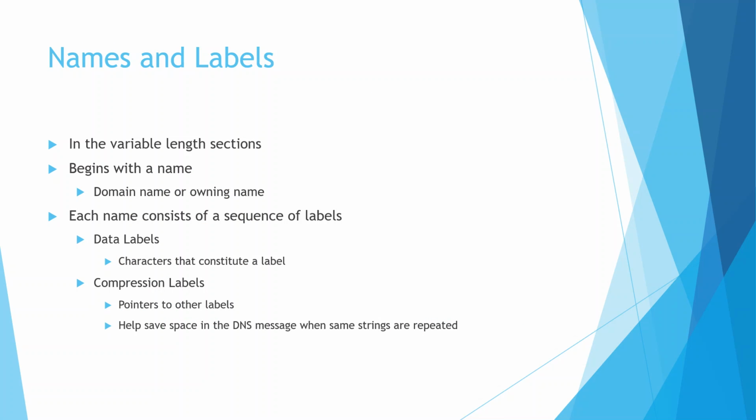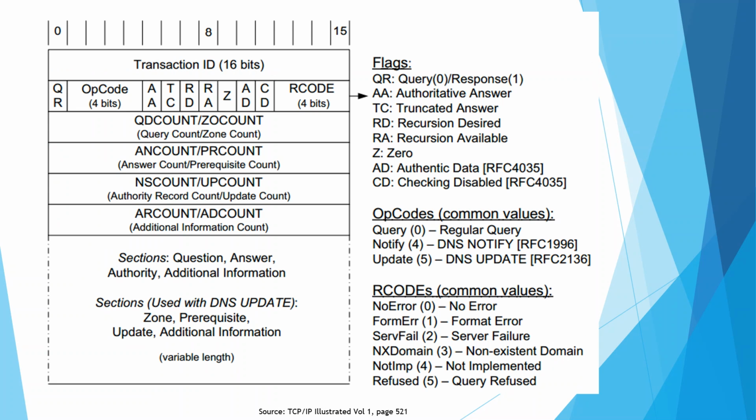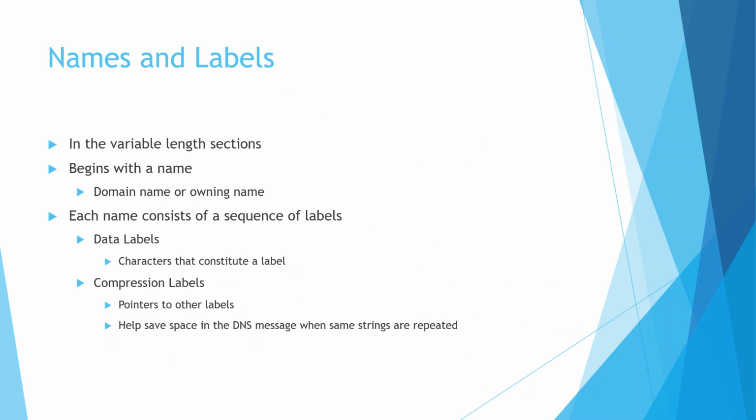So the next portion that I want you to be familiar with is names and labels. In the variable length sections, which are going to be at the bottom here, question, answer, authority, additional information, we have what we call a name. And the name is going to be the domain name or the owning name. Each name consists of a sequence of labels. So we have data labels and we have compression labels.